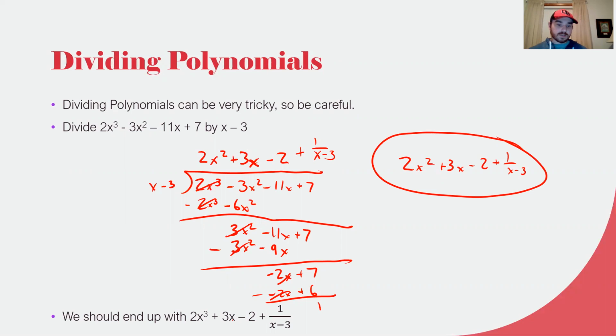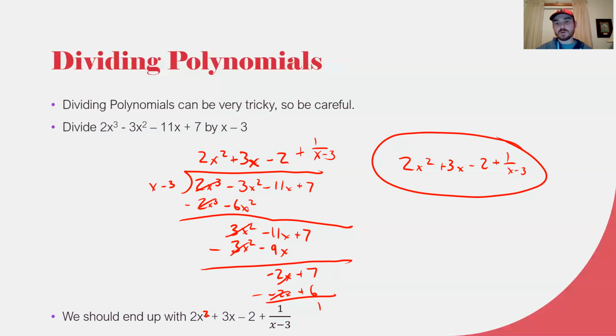And this has a cubed here, which it shouldn't, but what we should end up with is 2x squared plus 3x minus 2 plus 1 over x minus 3. Now, we could multiply these whole things out together to prove that this is what it simplifies to, but honestly, that takes a lot of time, so I'm not going to bother with it.